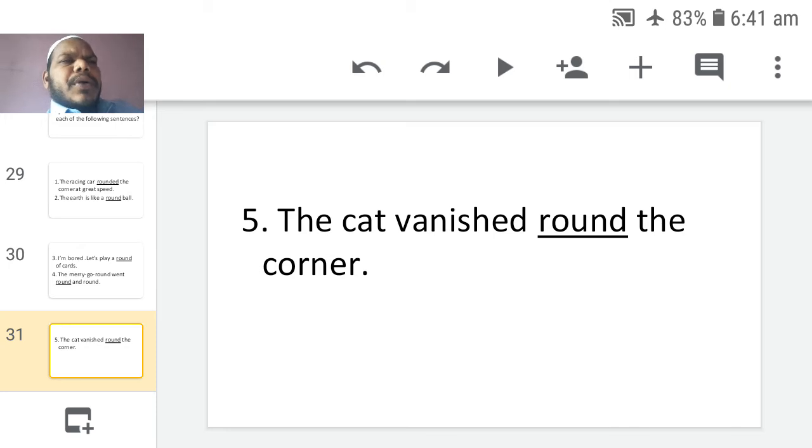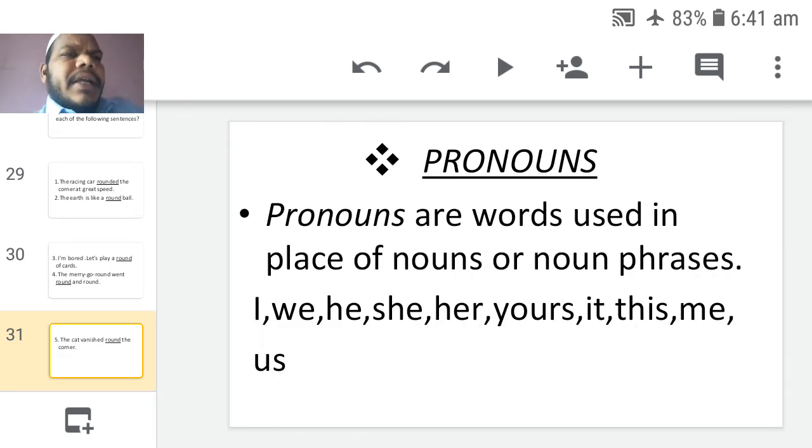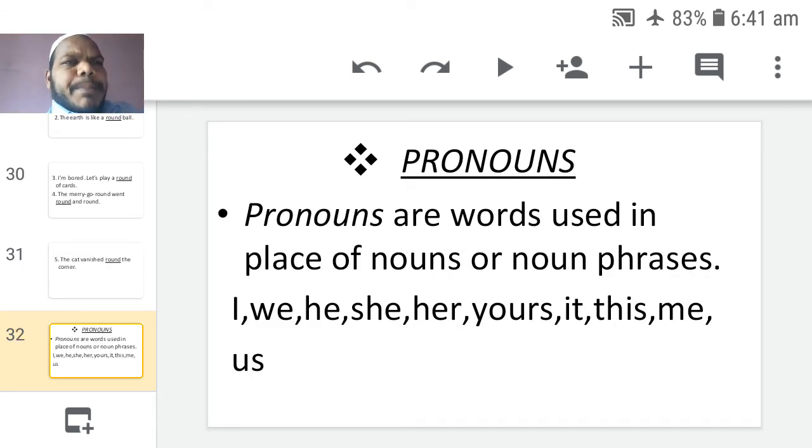Hope you will do this exercise and come to a conclusion. The different parts of speech, the words, based on the position, based on the usage, based on the function, even without knowing the meaning. Yes, let's come to our topic, pronouns.